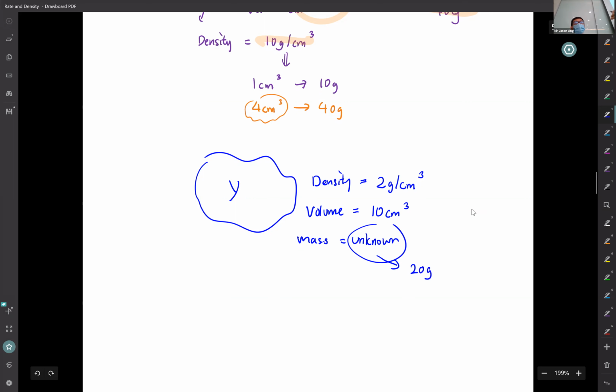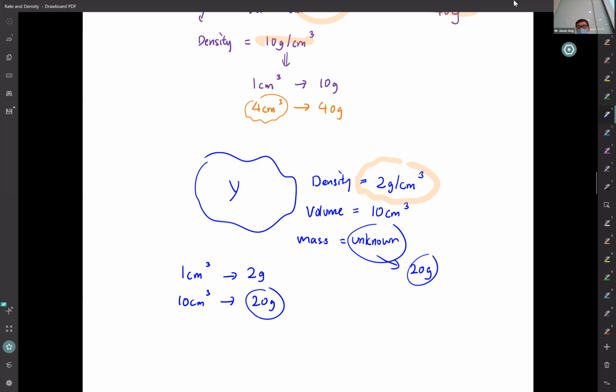But how to do this? I like it when they give me things like this. When they give me something per something, I use that as my starting point. I can write down 1 cm cube is going to be 2 grams, something per something. That's my starting point. But because I know the volume is actually 10 cm cube, then I can just use mathematics and figure out this is going to be 20 grams. Understand? Okay. Let me stop the recording here.